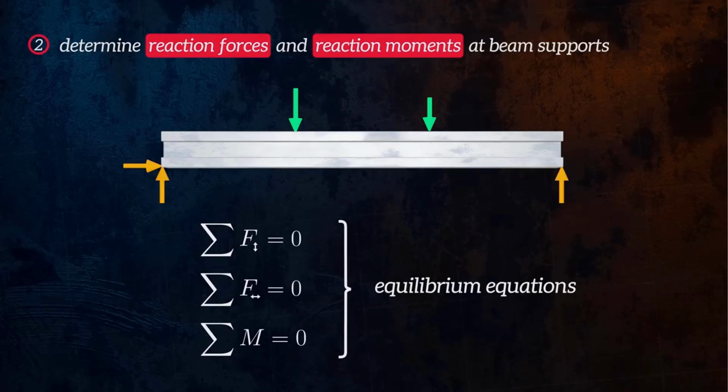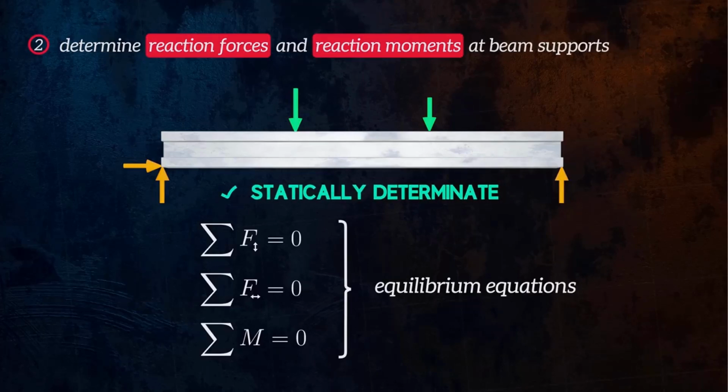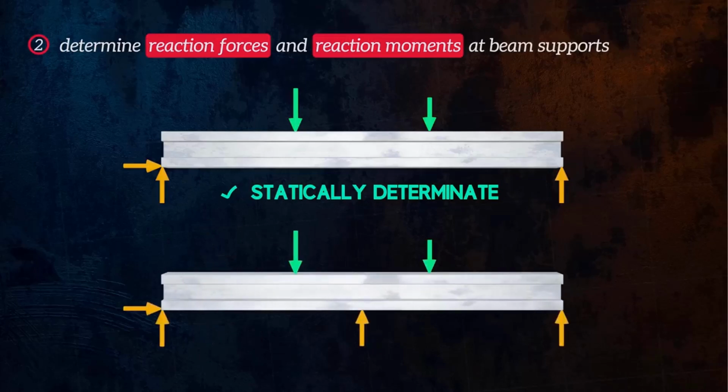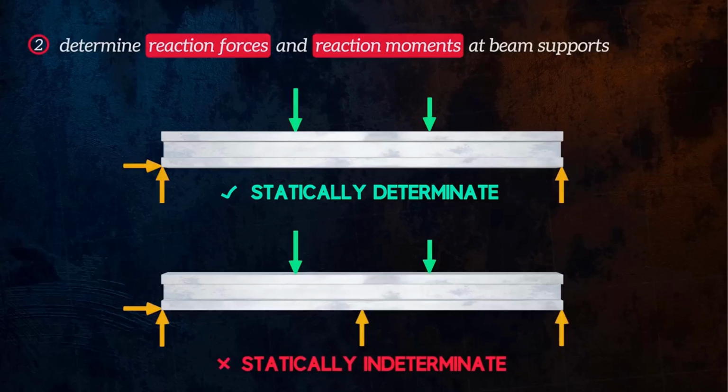If we can calculate all of the reaction loads using the three equilibrium equations, the beam is said to be statically determinate. For some beam configurations, like this one shown here, we won't be able to calculate all of the reaction loads because we have too many unknowns and not enough equilibrium equations. In this case, the beam is said to be statically indeterminate. This beam has 4 reaction forces, but we only have 3 equilibrium equations. To solve this beam, we would need to use slightly more complicated methods and consider boundary conditions.